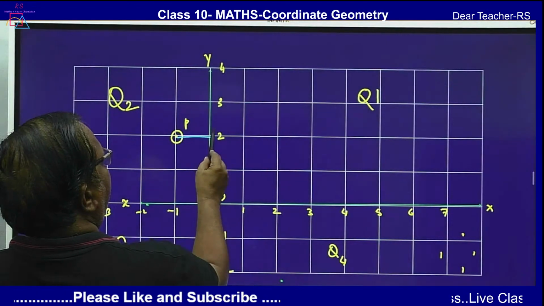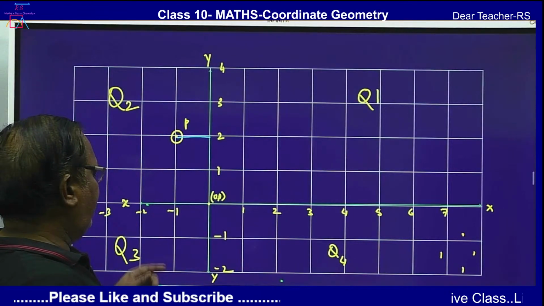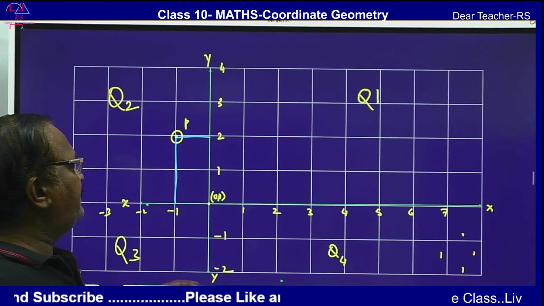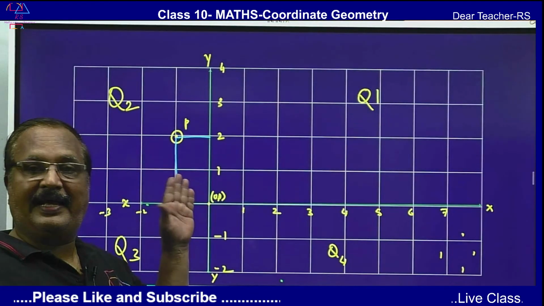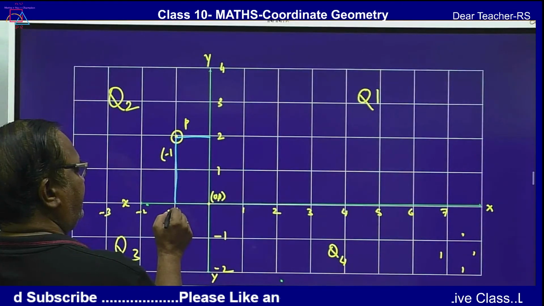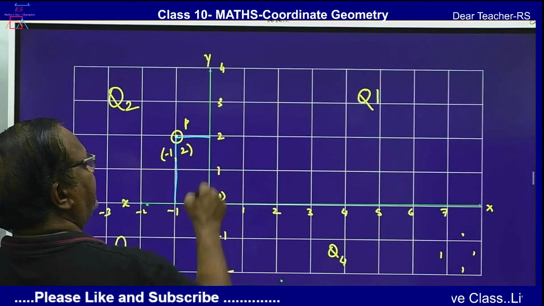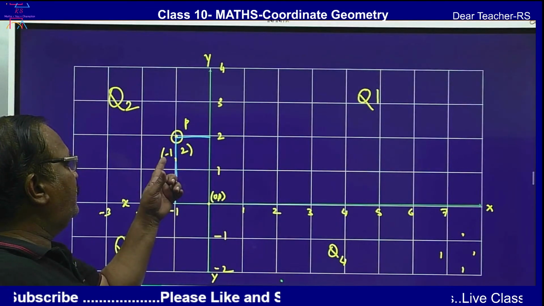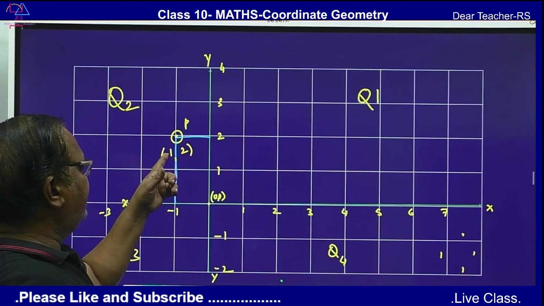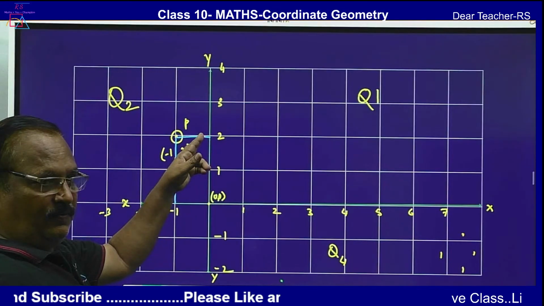Now it is 1 unit from the y-axis, and how many units from the x-axis? 2 units. So this minus 1 you should write first, because it is representing the x-axis, and 2 is representing the y-axis. So minus 1 is the x coordinate and 2 is the y coordinate. So minus 1 you have to locate on the x-axis, and 2 you will be locating on the y-axis.